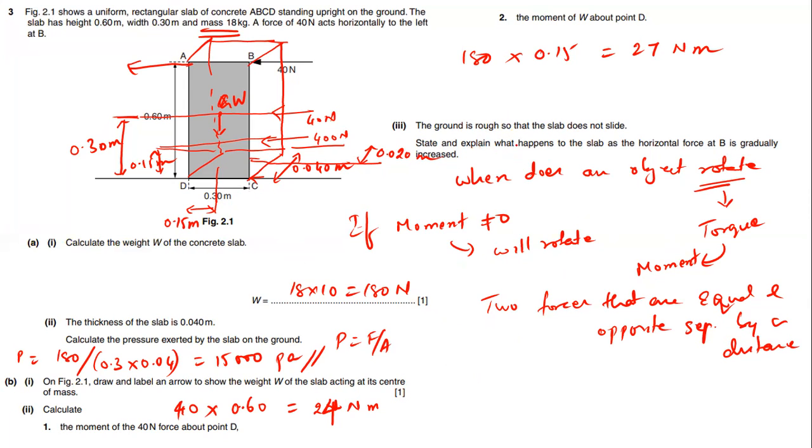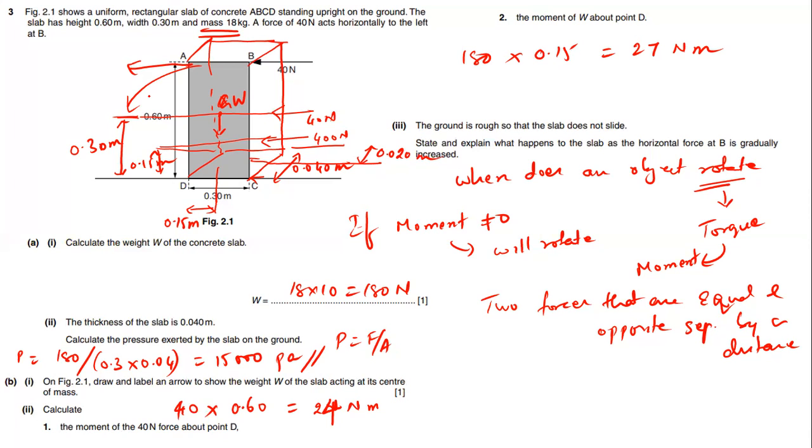Now you see here, it explains what happens to the slab as the horizontal force at B is gradually increased. When you gradually increase this force, the static frictional force will also increase. Beyond some moment, the static frictional force becomes a dynamic frictional force, and this will have some value. So you have some value here, you already have some value here, and the distance between them already exists, and hence the object will start toppling down and will not slide. Is this clear?